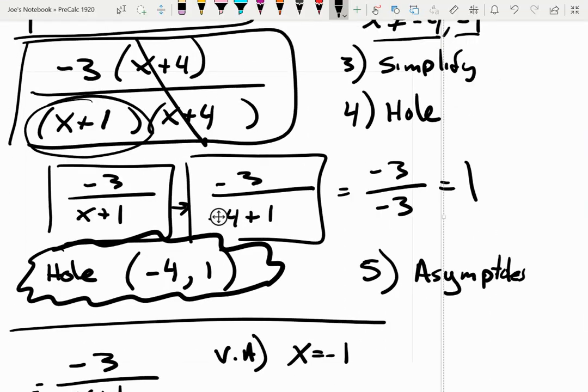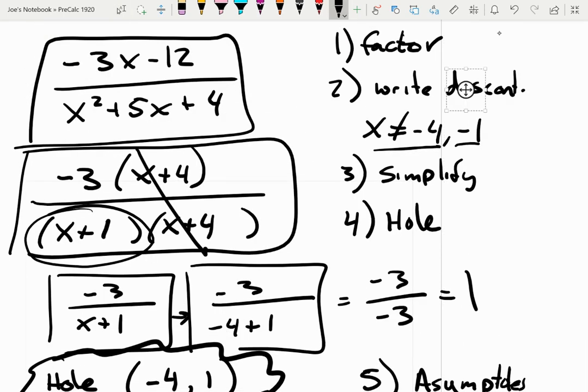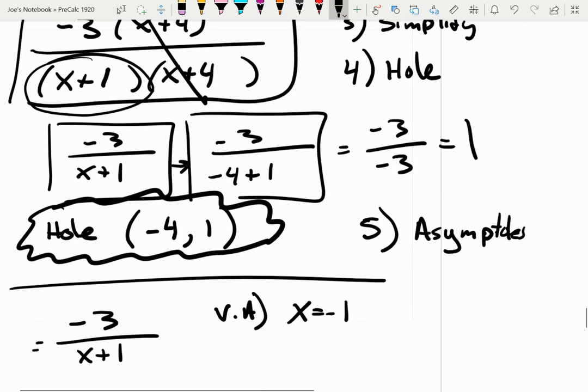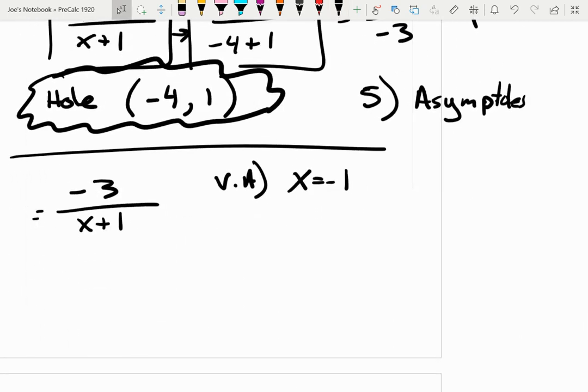So what did we have? We factored, we wrote our discontinuities, we simplified, we found our hole, we found our vertical asymptote, which is one of our asymptotes. We could find vertical asymptotes, horizontal asymptotes, and we could find that slant asymptote. Remember where you do the synthetic division? But that's not part of today's lesson. We'll refresh that later, and you can ask that in questions. Vertical asymptote x equals -1.